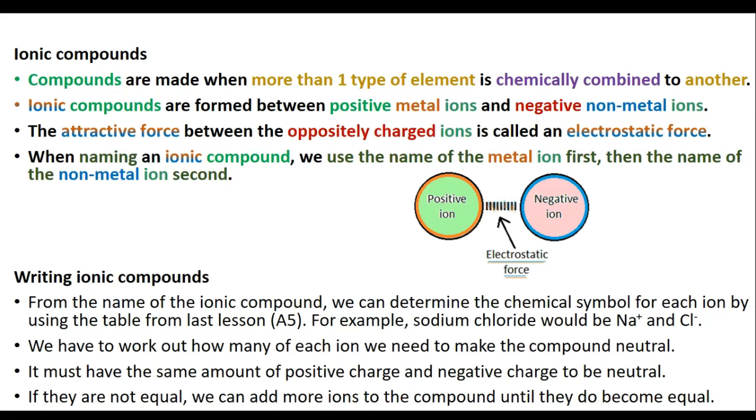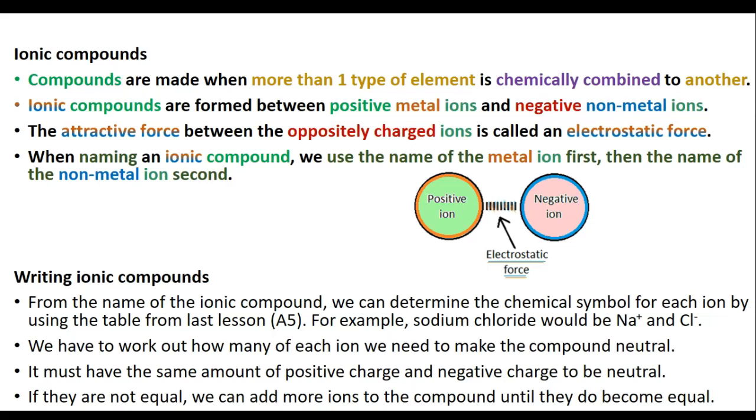So here we have this diagram. On the left you can see the positive metal ion. On the right you can see the negative non-metal ion. And the electrostatic force is then between them. It forms a bond, an ionic bond, which binds the two together. They're attracted to each other by that electrostatic force.